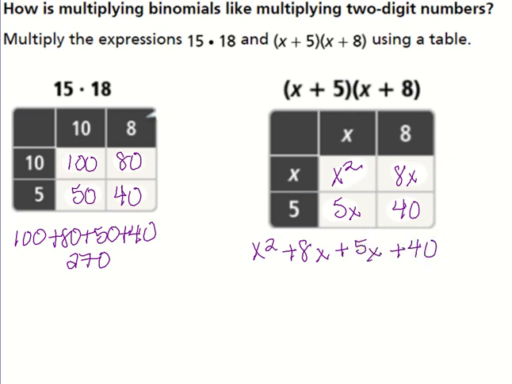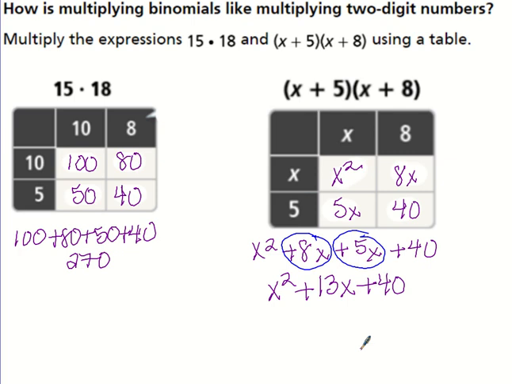And I combine the things that I can in this case. The only things that can be combined in this one are these two, right? And that's because these are the only ones that are like terms. Here we added all of them because they were all like terms. Constant, constant, constant, constant. Here I have an x squared, an x, and a constant. So my final answer becomes x squared plus 13x plus 40.